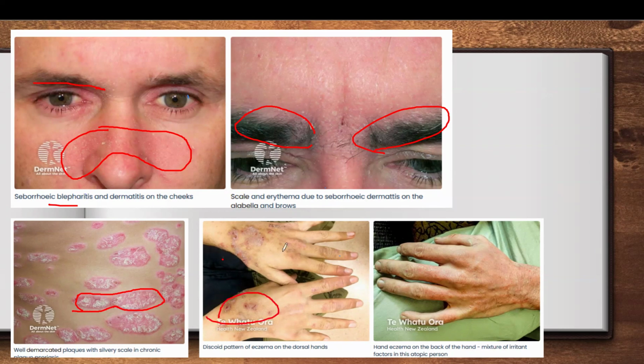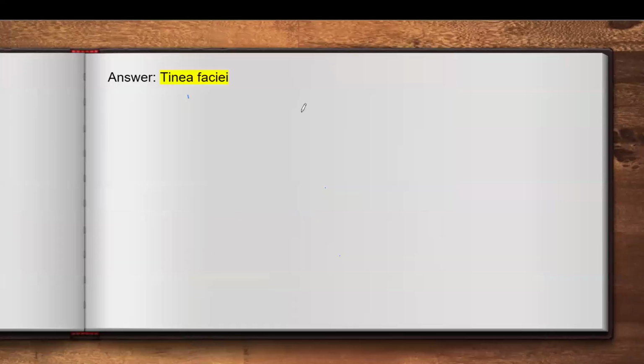So this patient would have some history of allergy or atopy. And this is again hand eczema. It is a blistery sort of thing. You can see over here very small patches or dots. So this is also a different picture of eczema. You can have a look at this website for different dermatology cases. So the answer here most likely is tinea faciae.